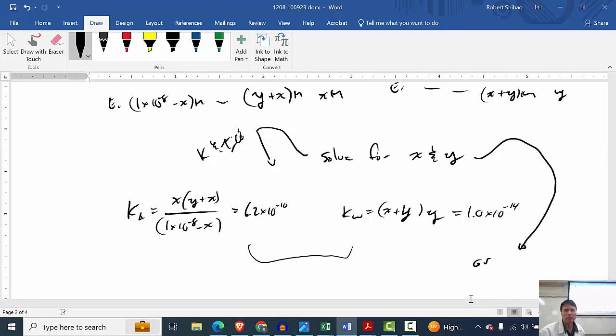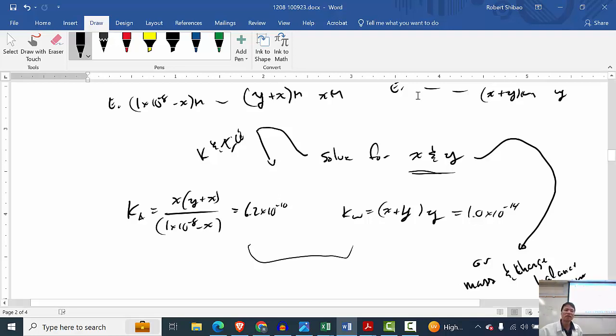One of the methods for solving X and Y is using these K expressions in the ice table. Or another method is by using what we call mass and charge balance equations. Turns out that most people can't do this. It's too hard. A few people can do it, but the algebra is pretty tough. It's not so easy.